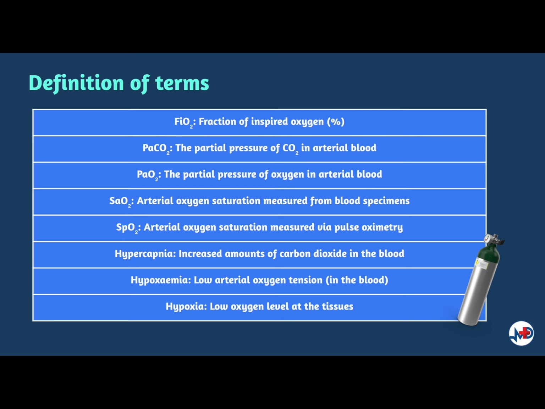Hypercapnia is an increased amount of carbon dioxide in the blood. Hypoxemia refers to the low arterial oxygen tension in the blood. And finally, hypoxia is the low oxygen levels at the tissues.